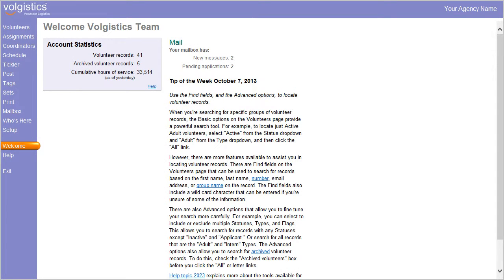In some organizations, it is useful to have a single volunteer database in which different users have access to only some of the volunteer records. Volgistics makes this possible through a feature known as site-level access.